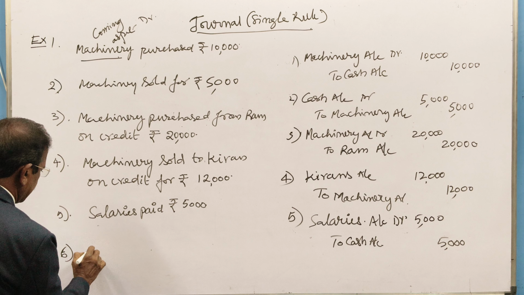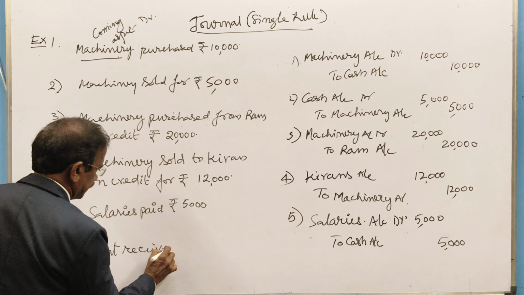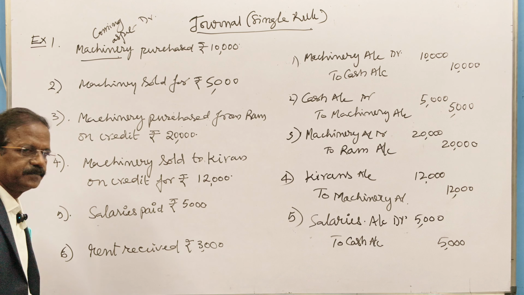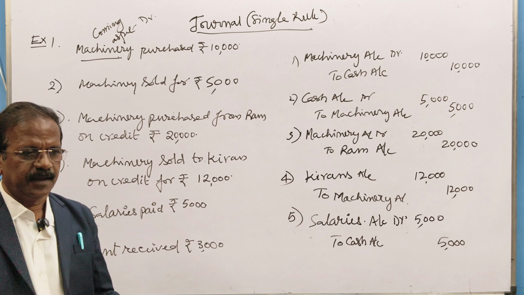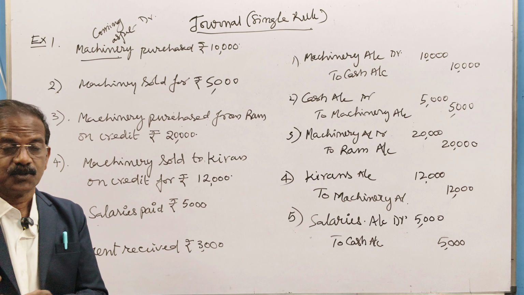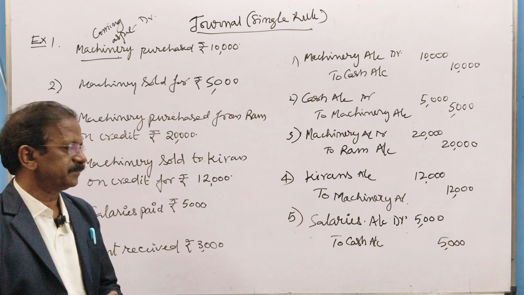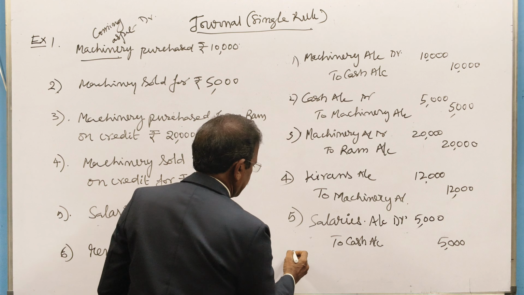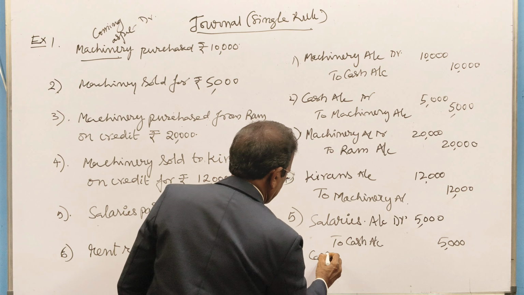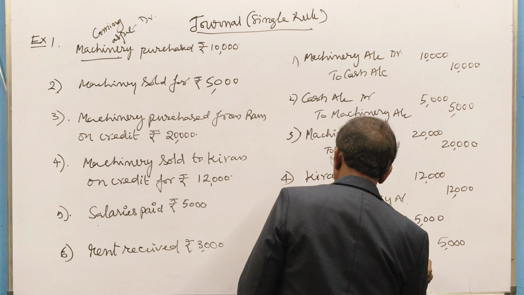Sixth one, rent received. Rent received, rupees 3,000. For example, you might have given a part of your business building to somebody else to be used by him. Now here we are receiving some money. That money is to be treated as a coming aspect and to be written as cash account debit. 3,000.